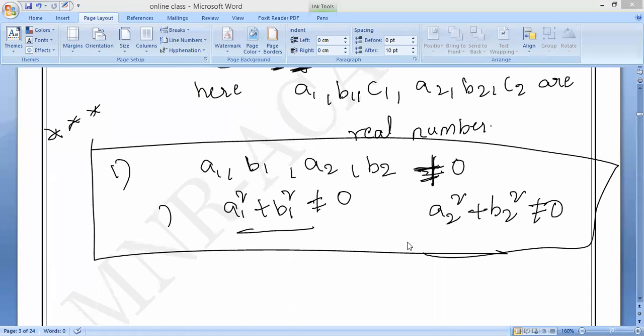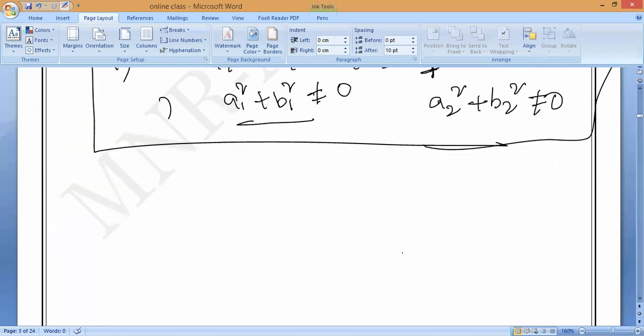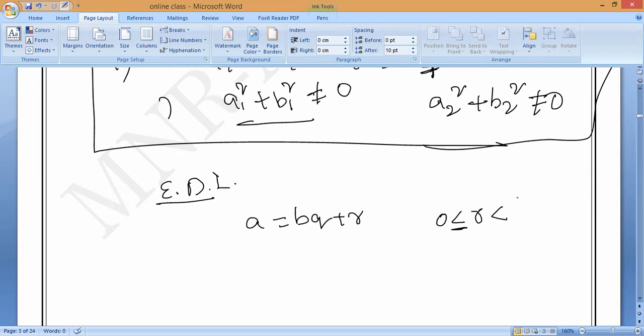In real numbers, what is the general form of Euclid division lemma? a is equal to bq plus r. What is the range of r? r should be greater than or equal to 0 and less than b.